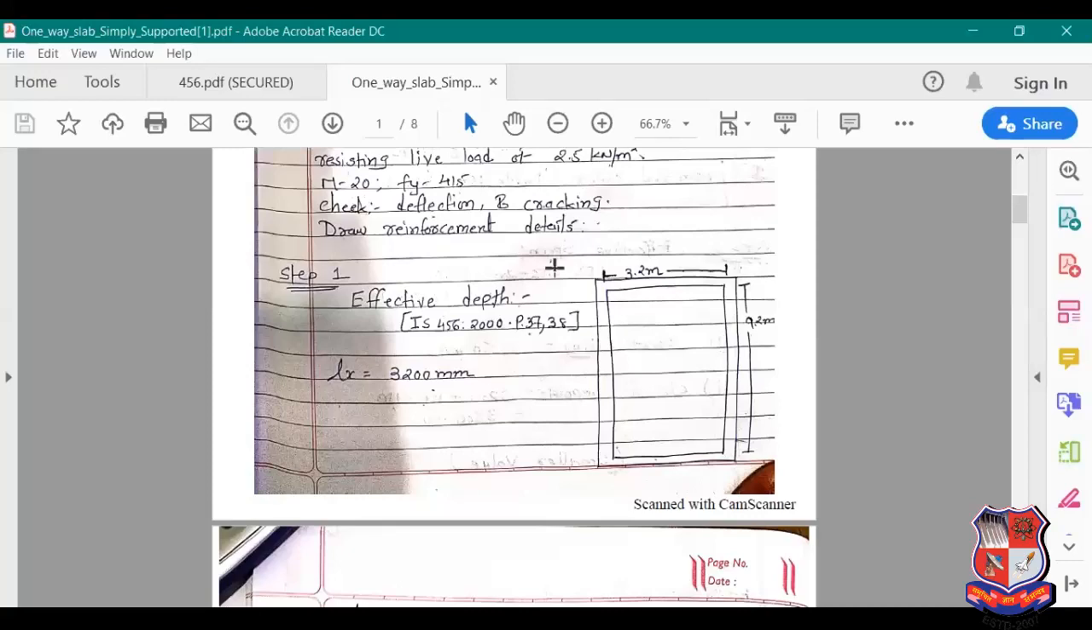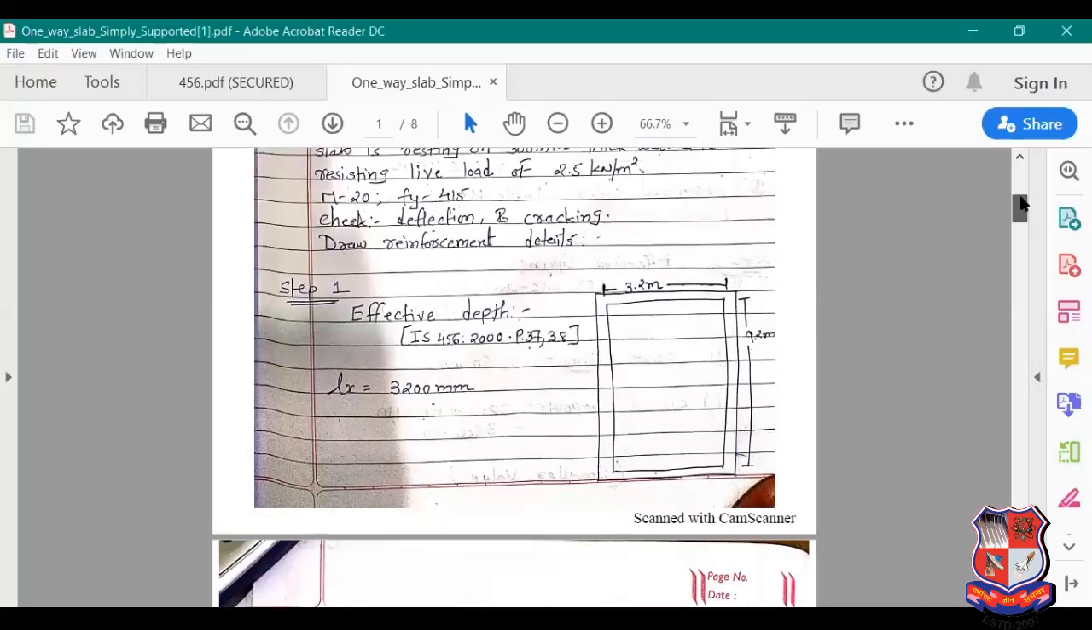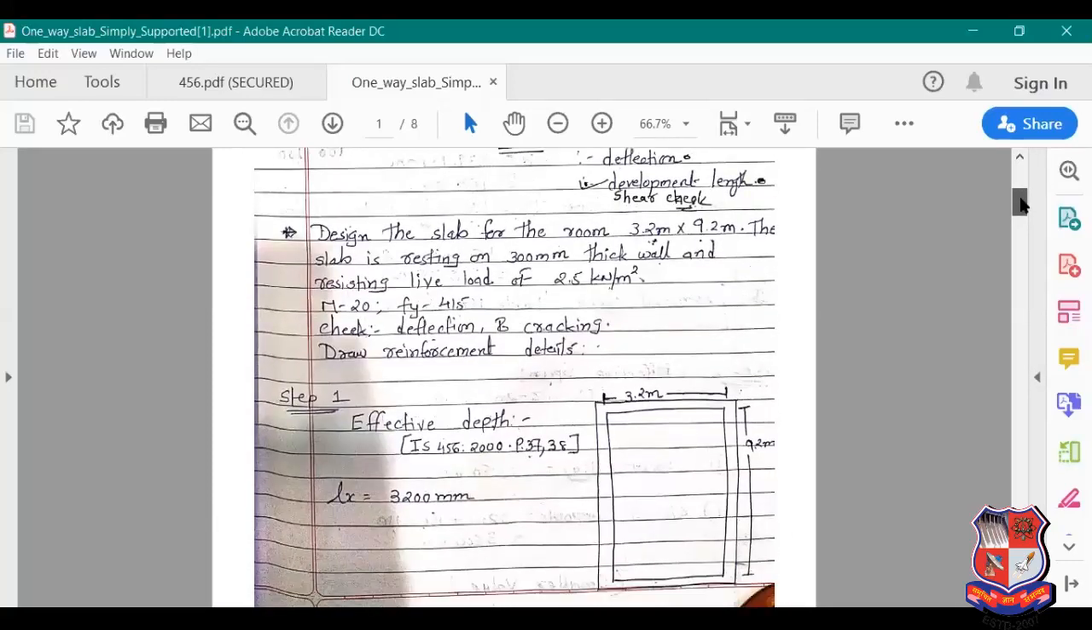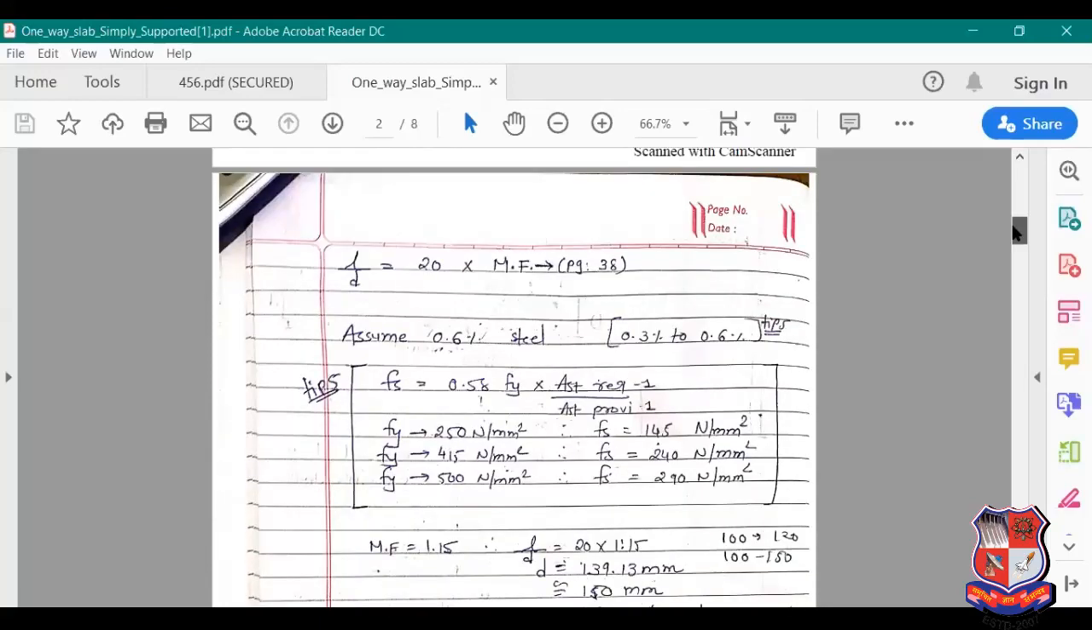So the first step would be effective depth. They have mentioned that it is 3.2 meter by 9.2 meter. Let's take 3.2 meter from here to here and 9.2 meter from this corner to this corner. So Lx is 3200 mm. Then L by D. So what will be the L by D? L by D means span to depth ratio.